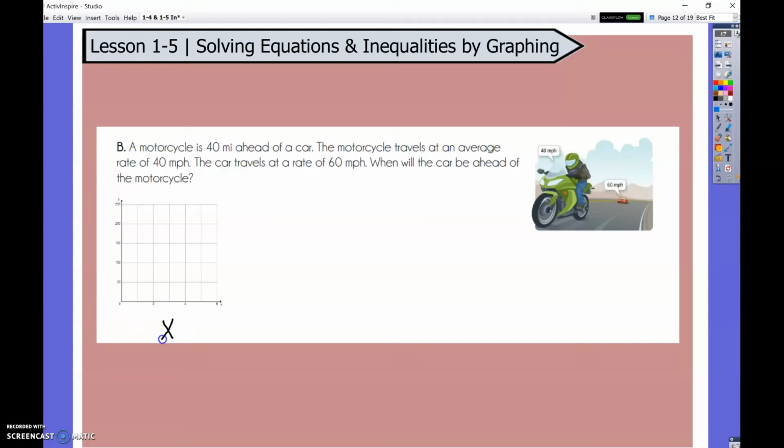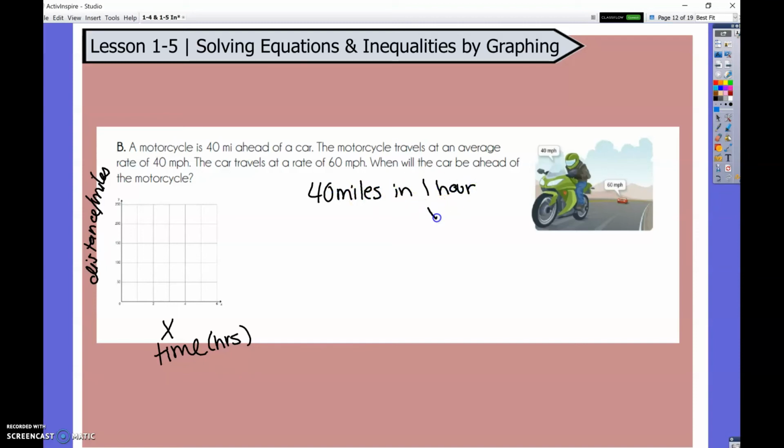If x would represent time, so in this case hours, and our y would represent distance or miles, we could see if we could create an equation. So for every hour, think about the motorcycle, it's going to go 40 miles per hour. 40 miles in 1 hour.